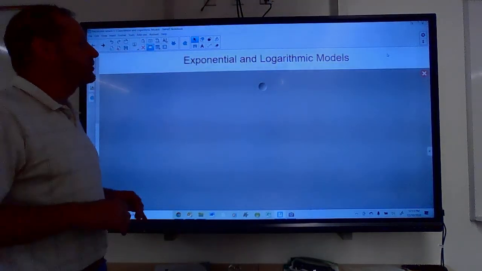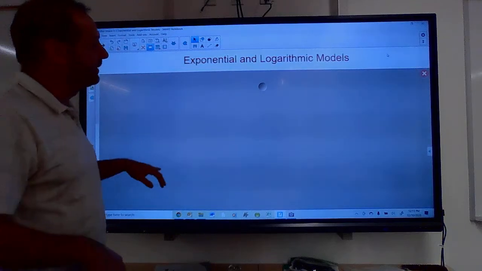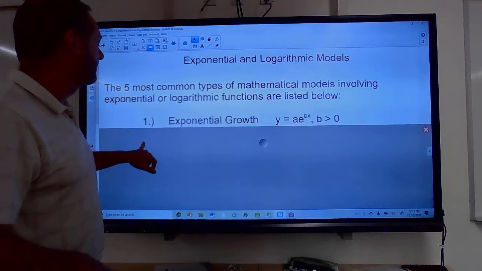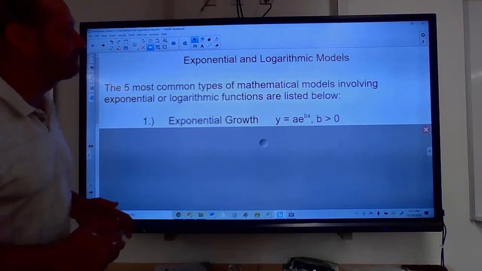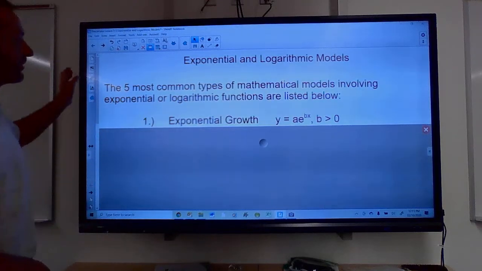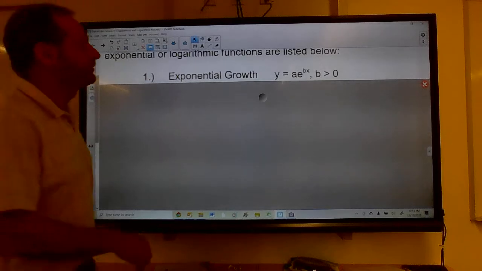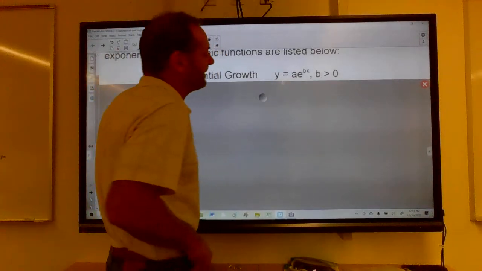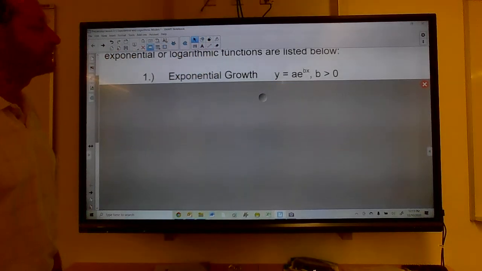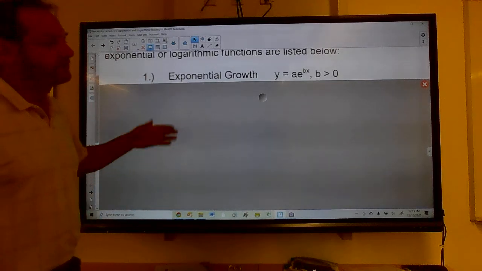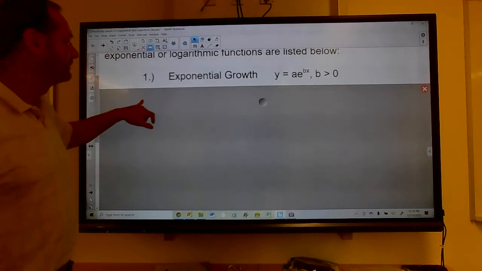Today it's exponential and logarithmic models. So, the 5 most common types of mathematical models involved with exponential or logarithmic functions are listed below. Exponential growth, y equals a times e to the bx power, where b is greater than 0. This is probably one that we'll use the most.